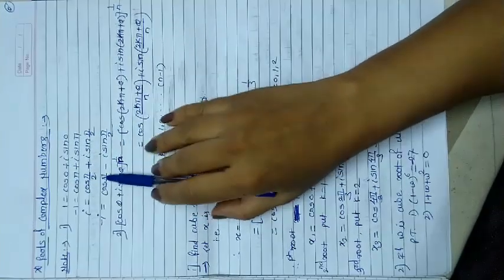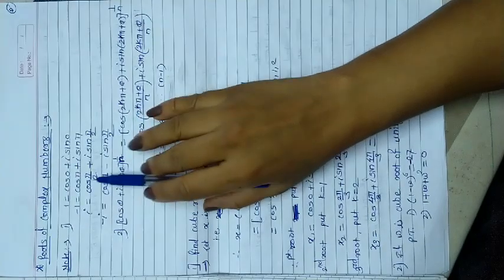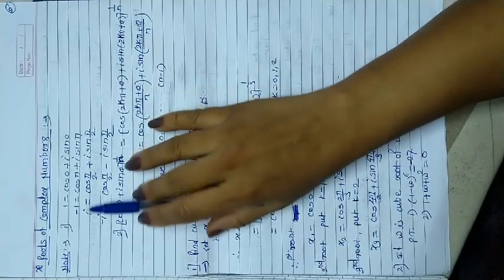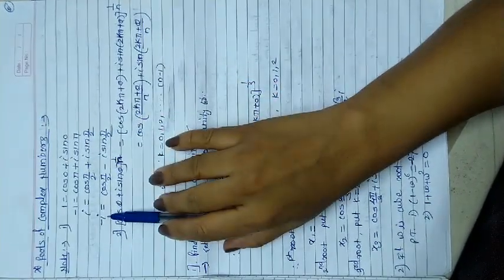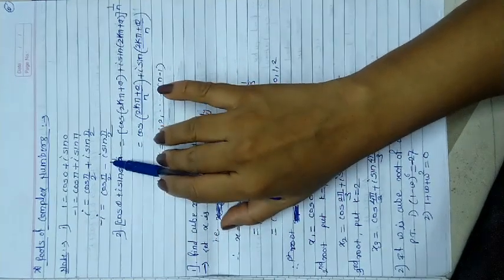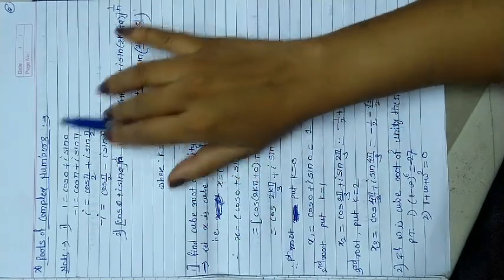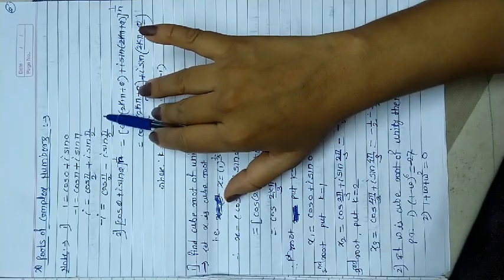i is equal to cos pi by 2 plus i sin pi by 2, where cos pi by 2 is 0, sin pi by 2 is 1. The answer is i is equal to i. And minus i, just replace plus by minus sign here. Okay, these 4 identities we have to use in these examples.